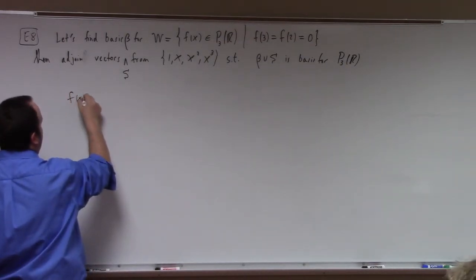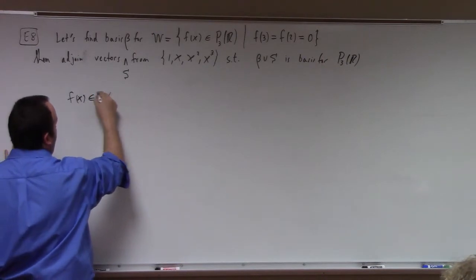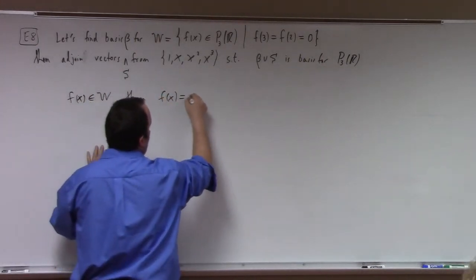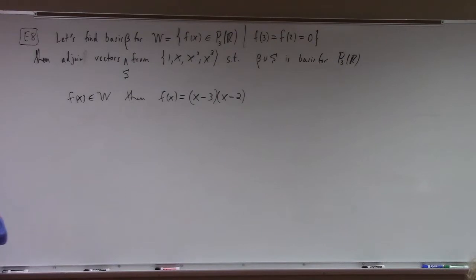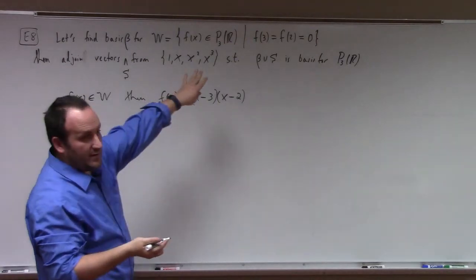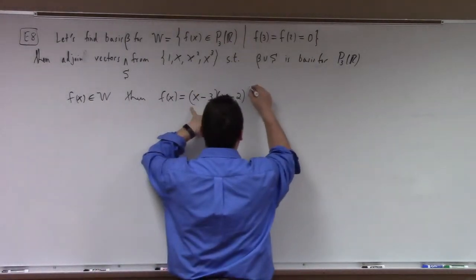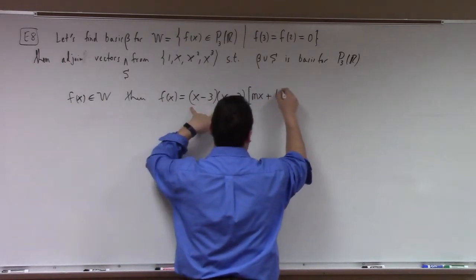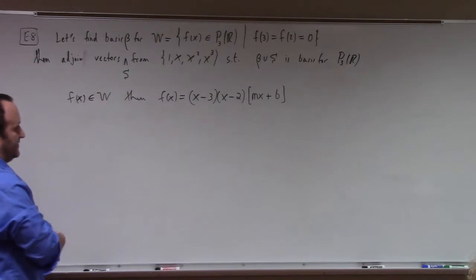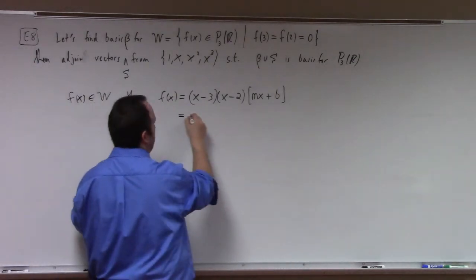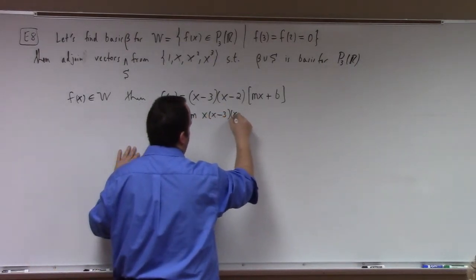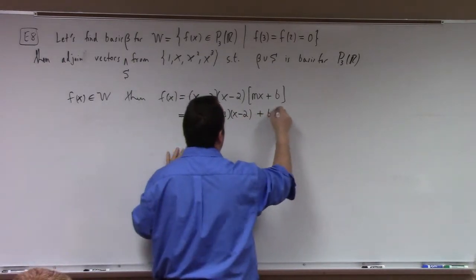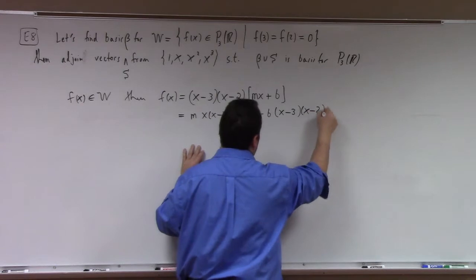So if f of x is in W, then by the factor theorem, what do we have? We have an x minus 3 and an x minus 2 factor because they take a 0, because the polynomials are given to have zeros at 2 and 3. But then we're working with a cubic, right, which means by process of elimination, what's left is something like mx plus b. So it's a linear factor that's left over. And so we can rewrite that as m times x minus 3 times x minus 2 plus b times x minus 3 times x minus 2.